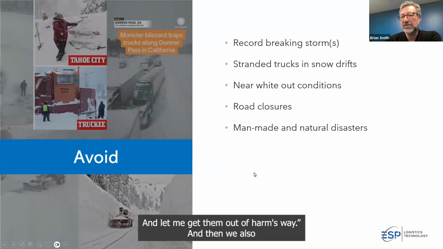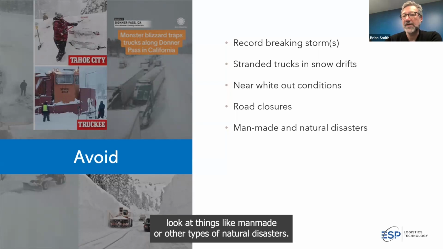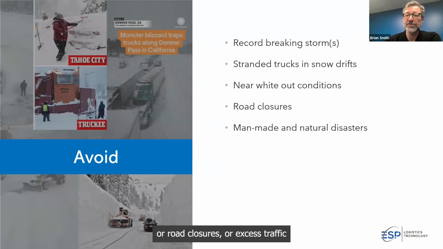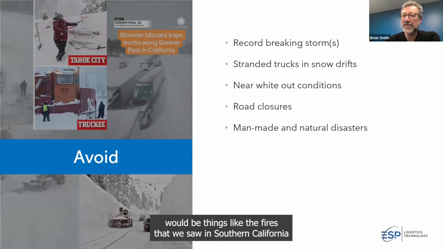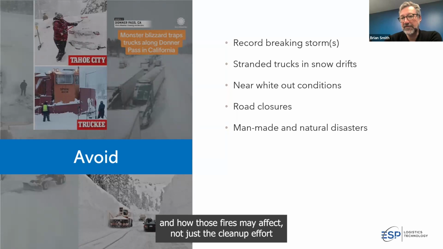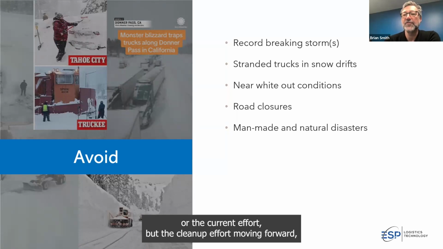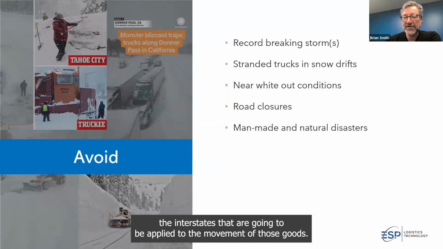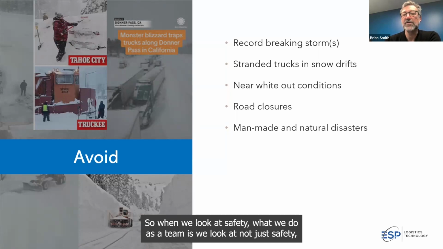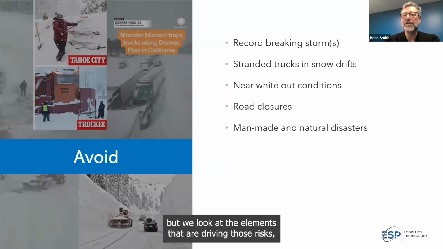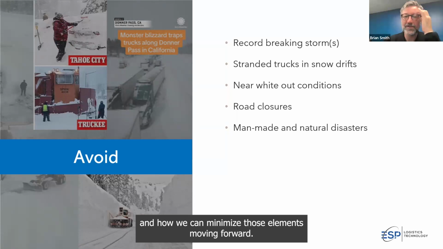and let me get them out of harm's way. And then we also look at things like man-made or other types of natural disasters. Man-made for this case would be construction projects or road closures or excess traffic, where natural disasters, in addition to weather, would be things like the fires that we saw in Southern California, and how those fires may affect not just the cleanup effort or the current effort, but the cleanup effort moving forward, the interstates that are going to be applied to the movement of those goods and whatnot. So when we look at safety, what we do as a team is we look at not just safety, but we look at what the elements that are driving those risks and how we can minimize those elements moving forward.